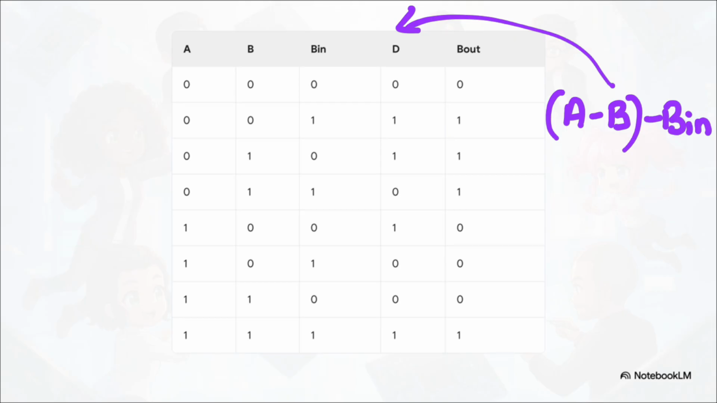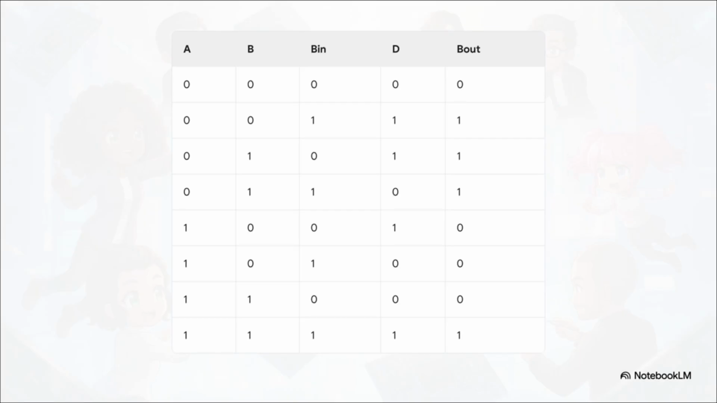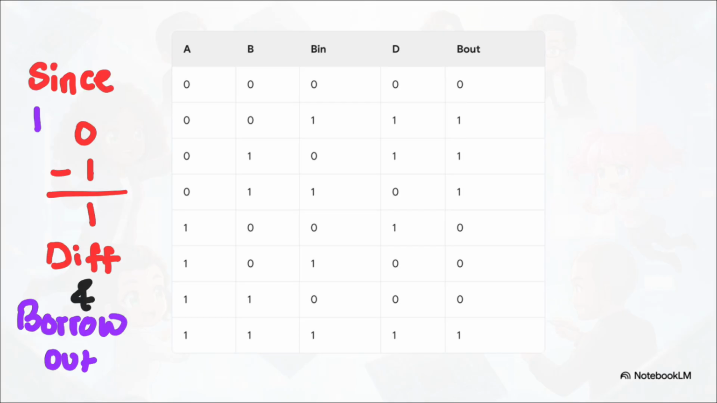Like, obviously when all inputs are 0, everything is just 0. But check out that second row. When A is 0 and B is 0, but Bin is 1, our difference suddenly becomes 1, and we generate a borrow out of 1. The exact same thing happens if A is 0, B is 1, and Bin is 0.